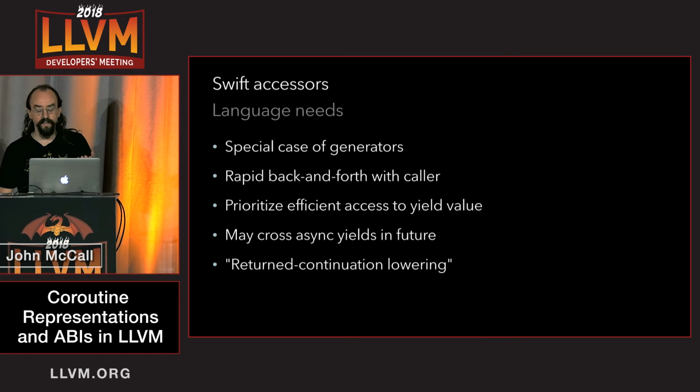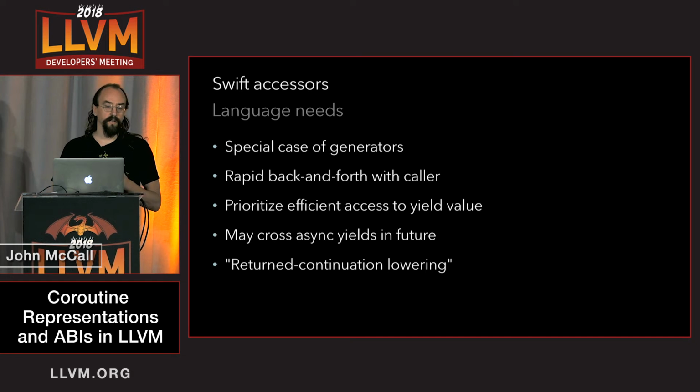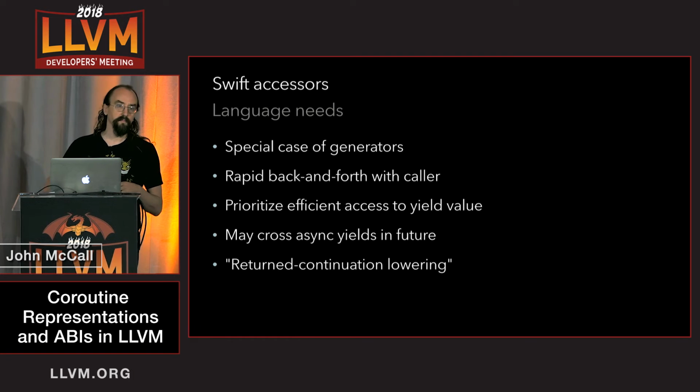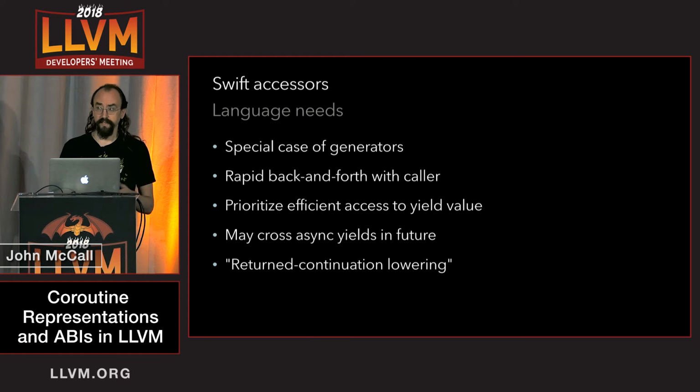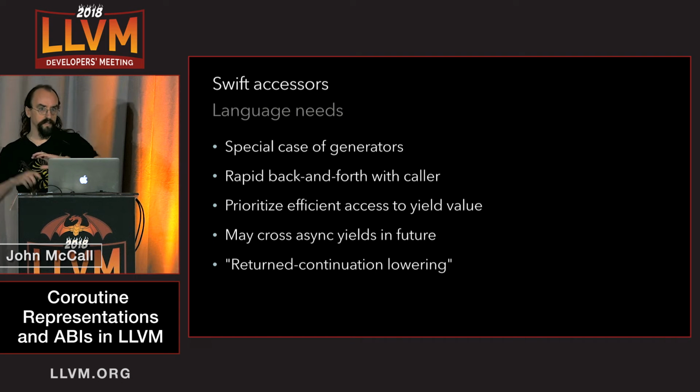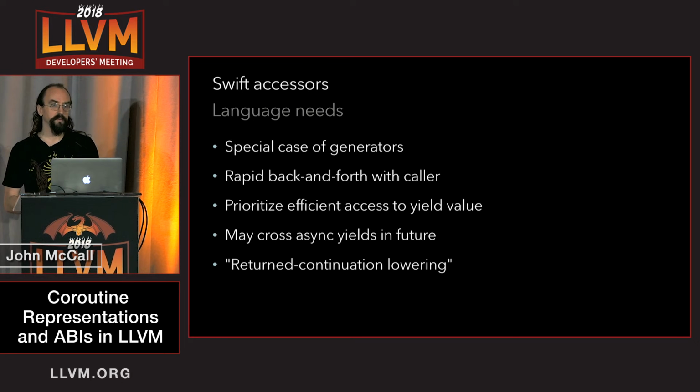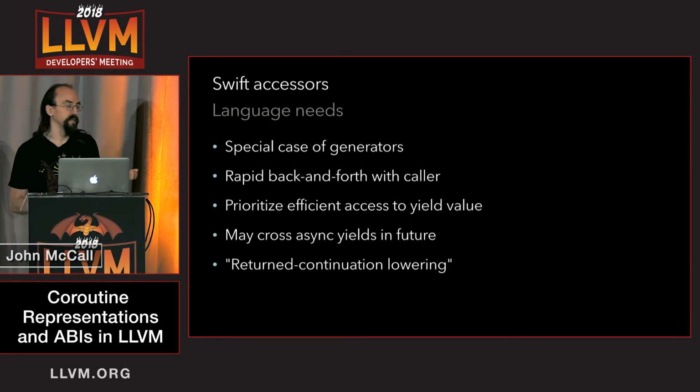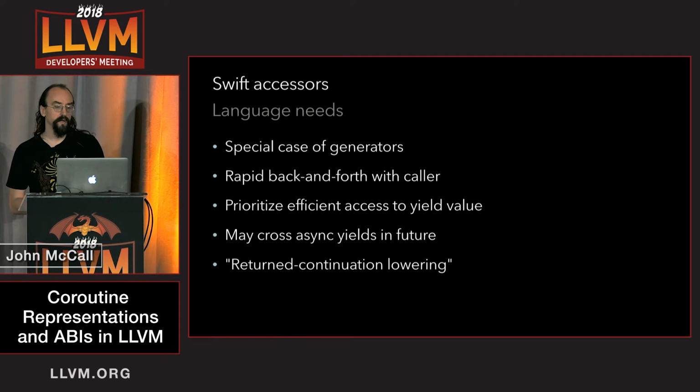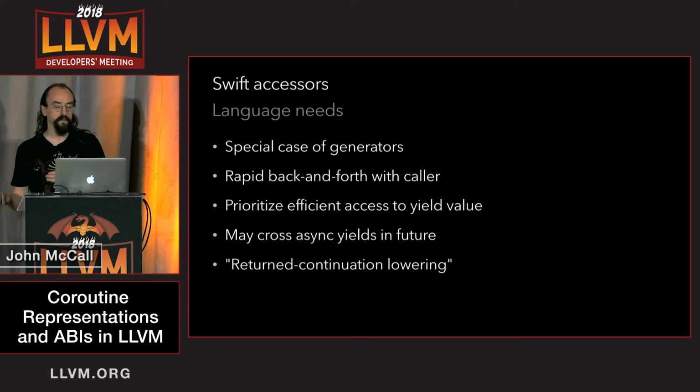So in Swift, we had a lot of different trade-offs that we wanted. What we wanted is something that's really more of a special case of generators, so that we get very rapid back and forth. In fact, we expect most of our coroutines to be very trivial wrappers around a little bit of pointer arithmetic and then using an address directly. So it's very important that this be minimal overhead, basically call-level overhead. But it does need to interoperate with future language directions like async and await features that we're hoping to add in the future. I call this the returned continuation lowering, in contrast to the switch lowering that's already there.